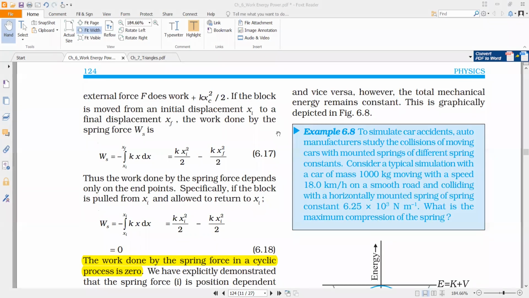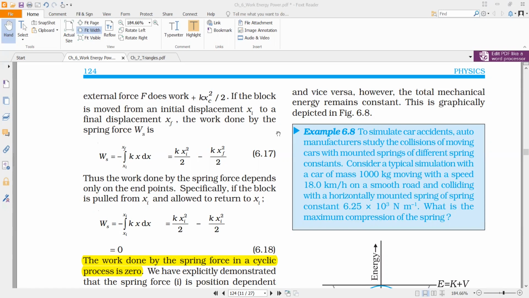To simulate car accidents, auto manufacturers study the collision of moving cars with mounted springs of different spring constants. Consider a typical simulation with a car of mass 1000 kg, moving with a speed of 18 kilometers per hour on a smooth road and colliding with a horizontally mounted spring of spring constant 6.25 into 10 to the power 3 Newton per meter. What is the maximum compression of the spring?